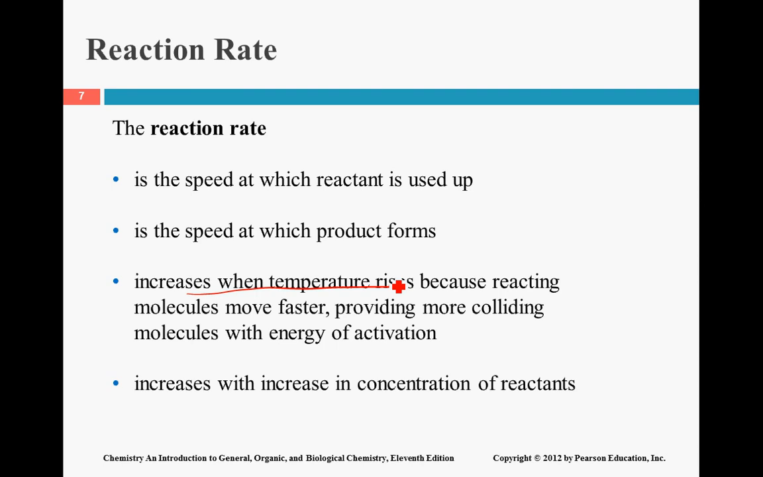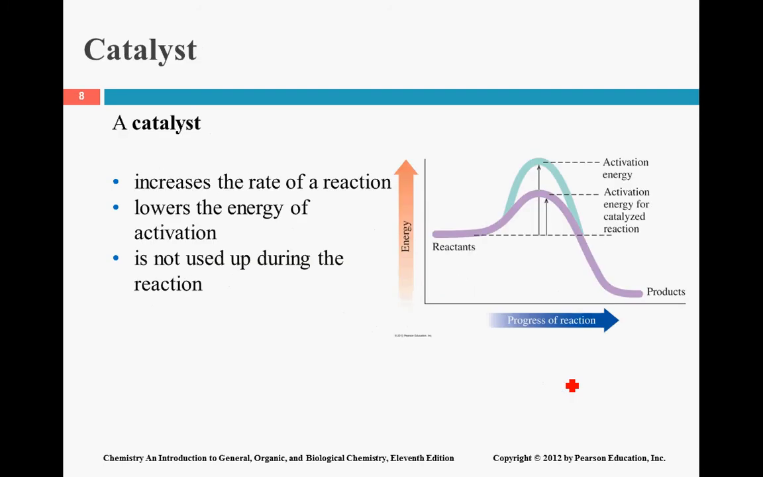And also if you have more reactants there. If you have more reactants, once again, you're increasing the amount of times or the likelihood that they're going to bump into each other. And finally, you can do it with a catalyst. A catalyst is there at the beginning and it's there at the end. It doesn't actually get used up in the reaction. It just helps the reaction along.